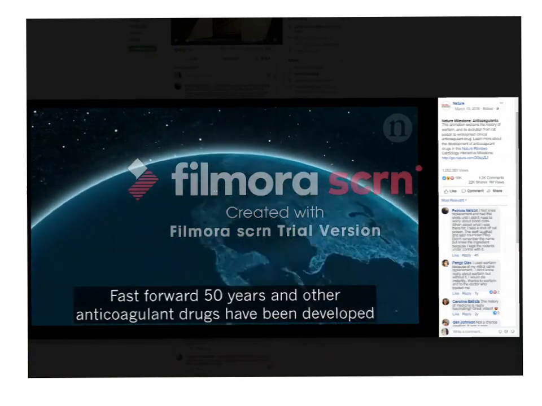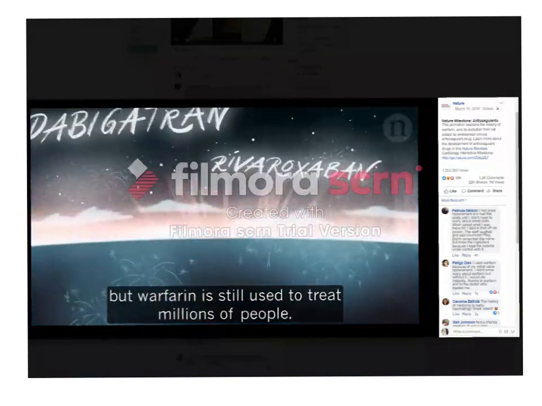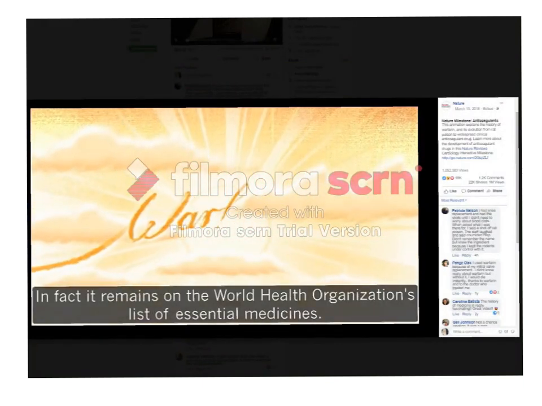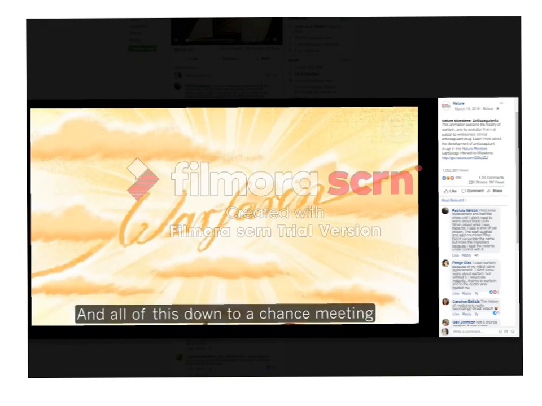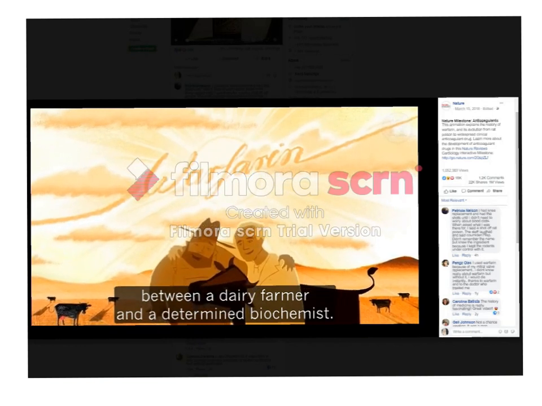Fast forward 50 years and other anticoagulant drugs have been developed, but warfarin is still used to treat millions of people. In fact, it remains on the World Health Organization's list of essential medicines. And all of this down to a chance meeting between a dairy farmer and a determined biochemist.